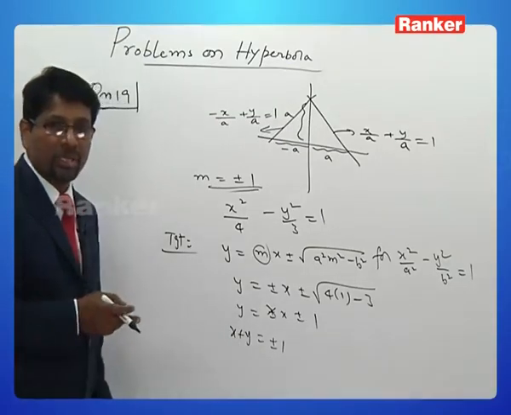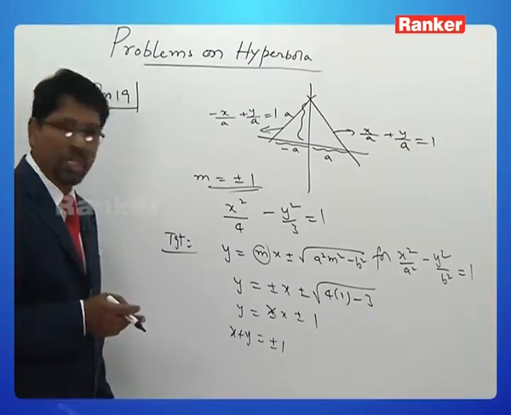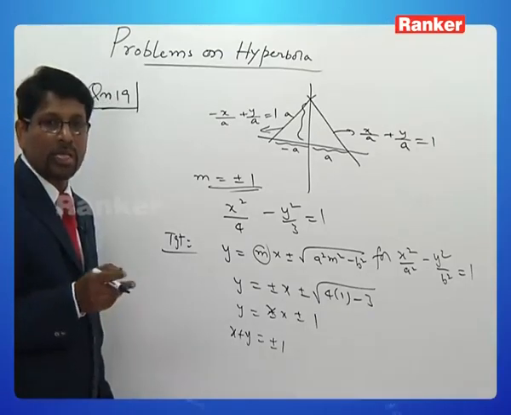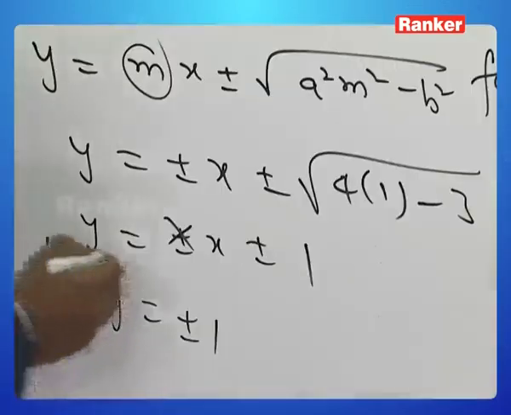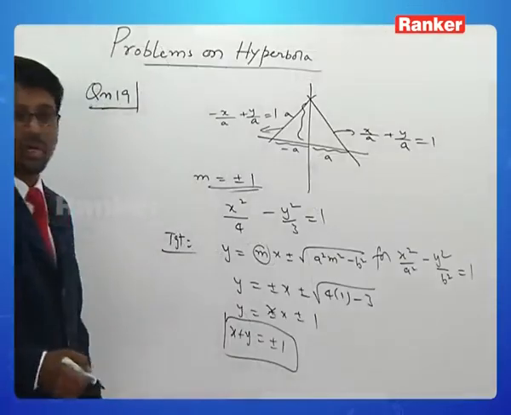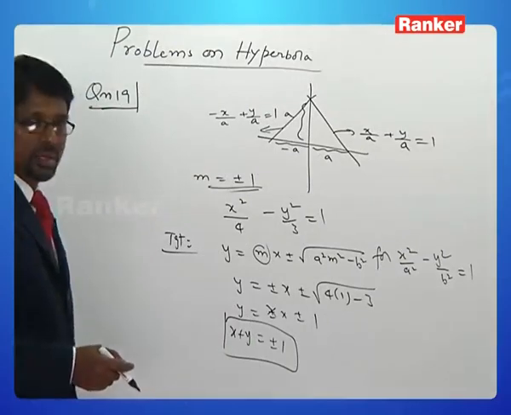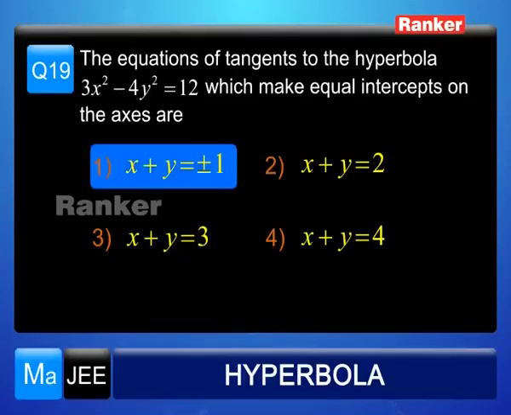looking at the options here, we have all the lines with the negative slope. So let's take a line with the negative slope: x + y = +1 or −1. This is the right option. So option 1 is the right option.